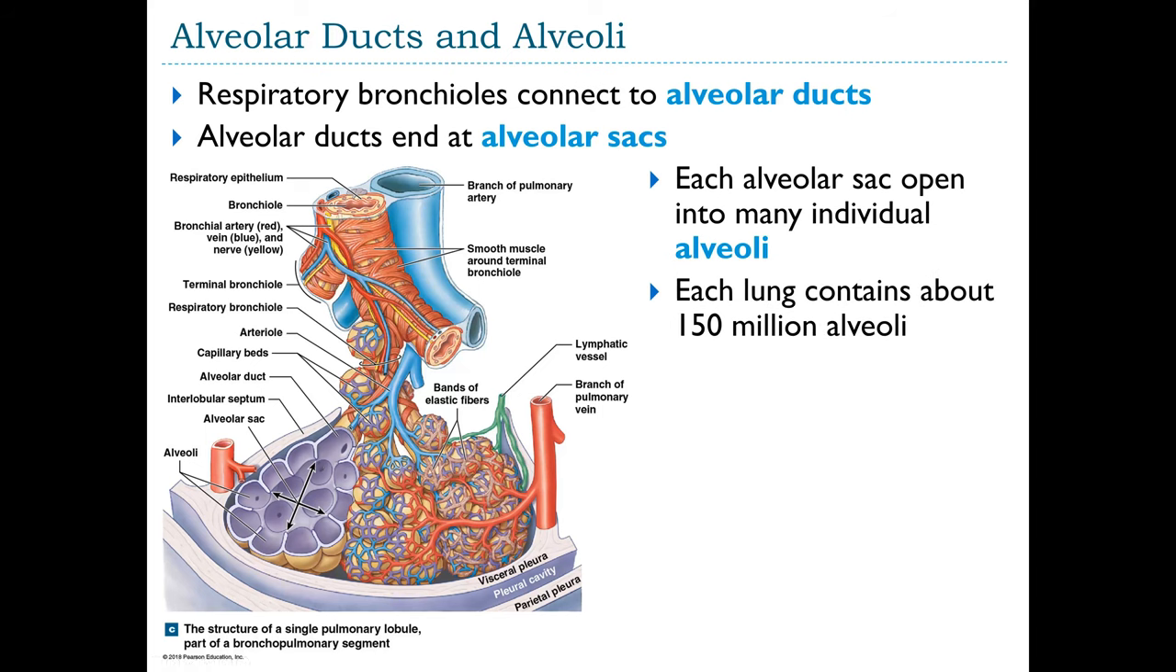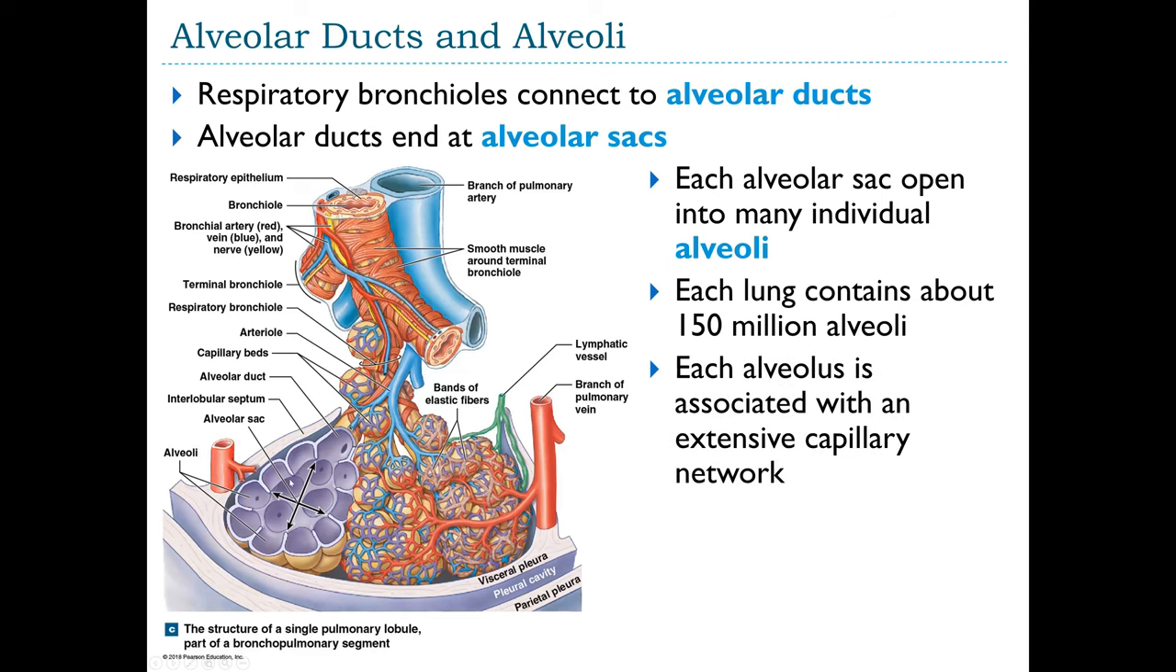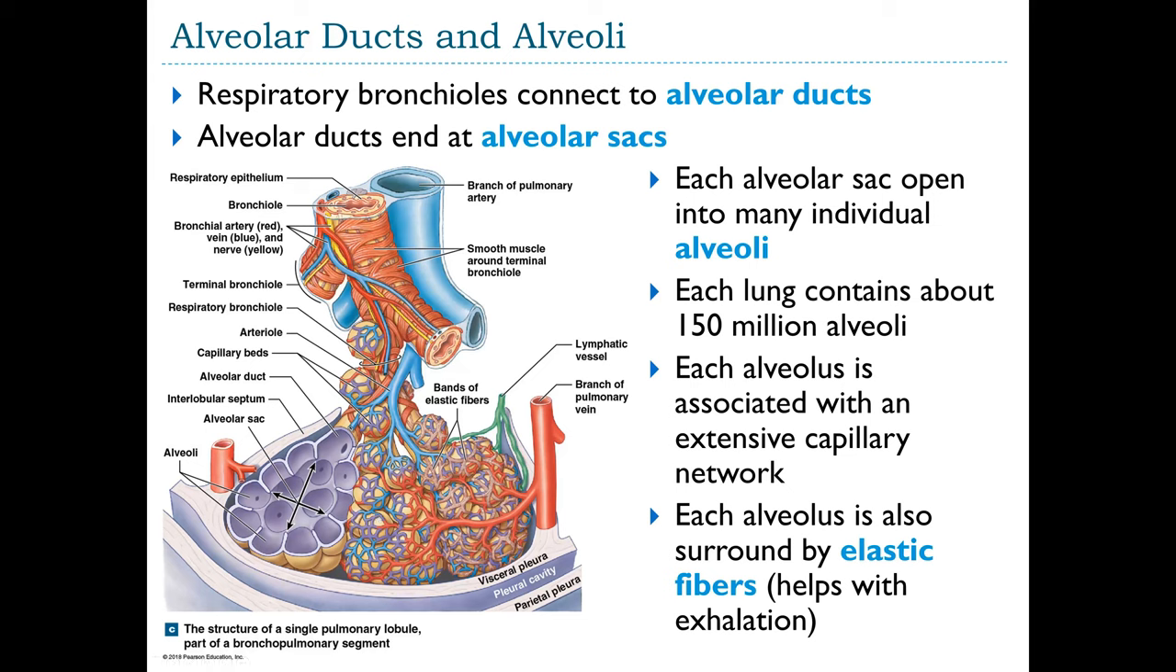Each lung contains about 150 million alveoli, so a very extensive surface area for gas exchange. Each alveolus is associated with an extensive capillary network. You can see from the picture in your textbook that each one of these little air sacs is extensively covered by capillaries. Each alveolus is also surrounded by elastic fibers, shown in this image as these lighter red fibers surrounding the outside of the capillaries. These elastic fibers work just like rubber bands. They stretch when you breathe in and the alveoli expand with air, and then they recoil or snap back, which helps with exhalation, or getting the air out of the lungs.